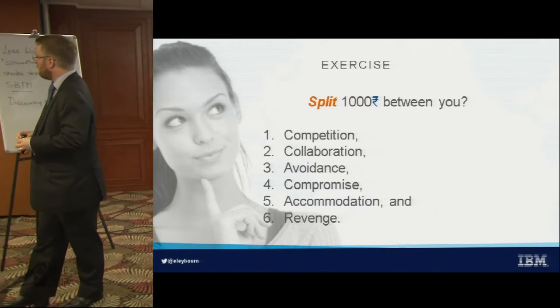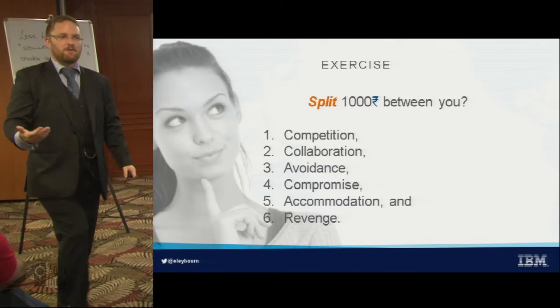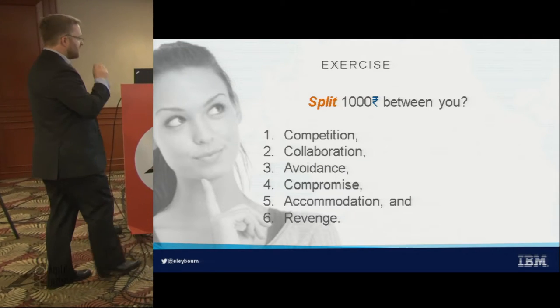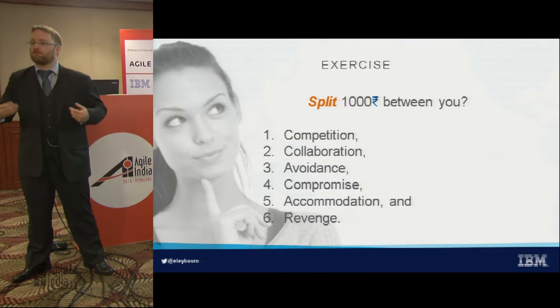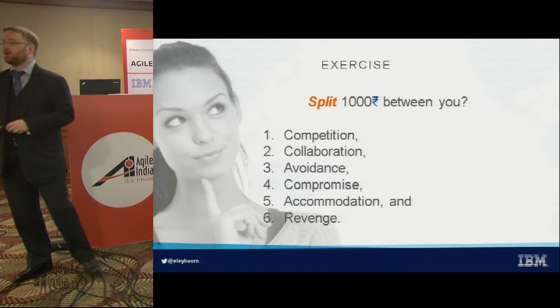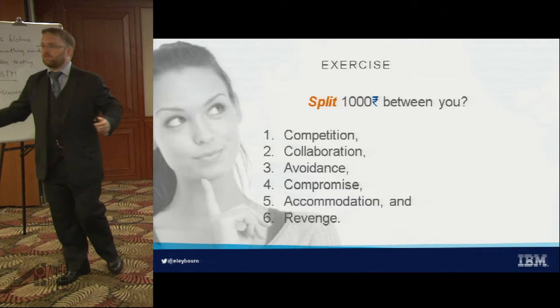Right? So here is a little competition, right? Now, no one's actually going to spend money, all right? But here it is, there are 6 personality types, roles, which come out when negotiating. This is very simplistic, obviously, but it suits the purpose of this workshop.